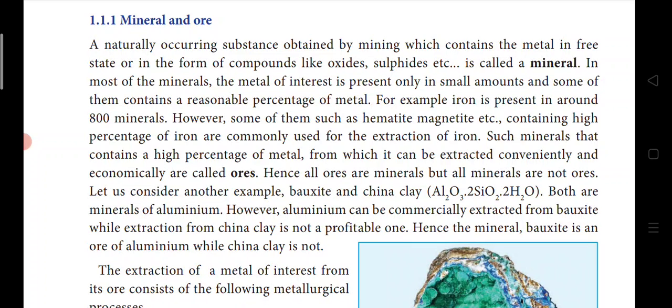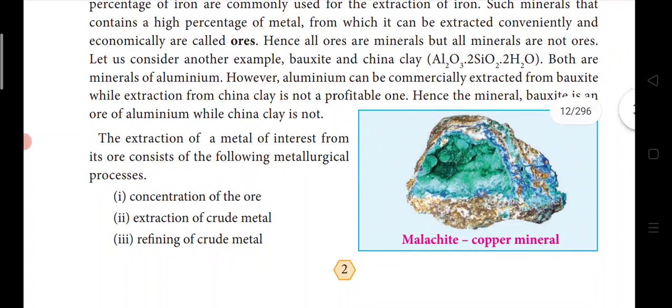Now consider bauxite and china clay. They are both minerals of aluminium, but commercially aluminium can be extracted from bauxite itself. Extraction from china clay is not a profitable one, so bauxite is an ore of aluminium, while china clay is not an ore of aluminium.